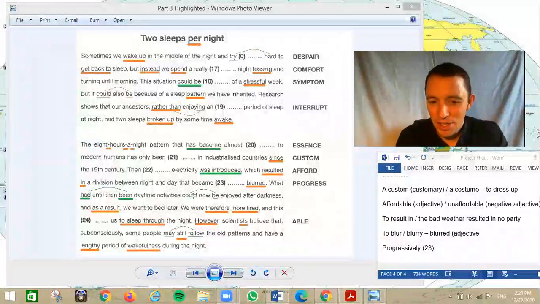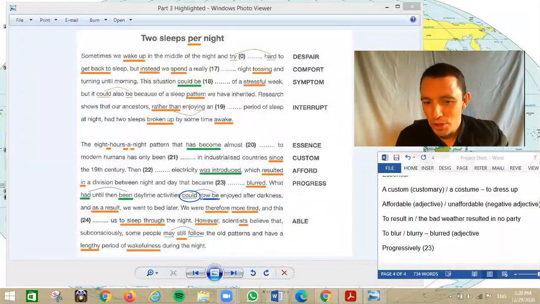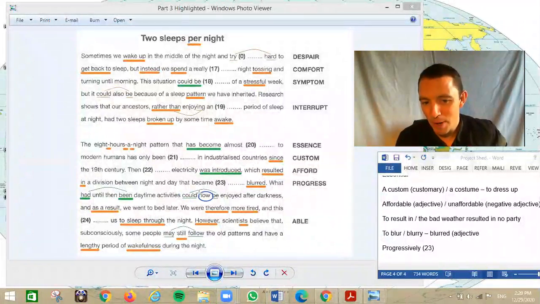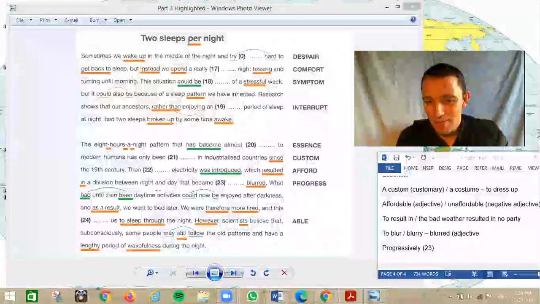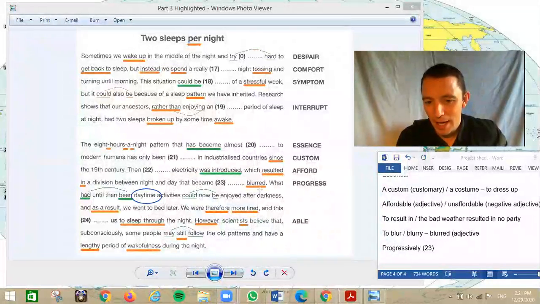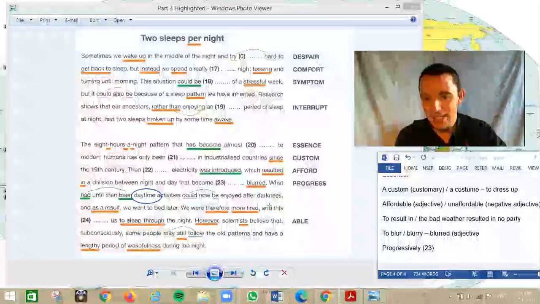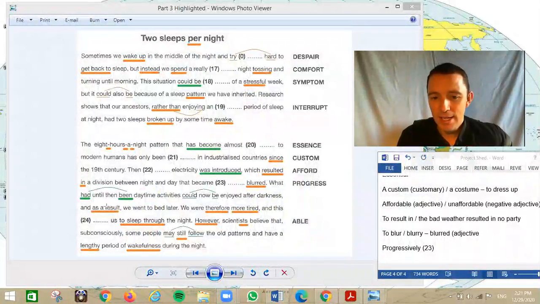Okay, and here's another example of the modal plus the infinitive. So modal plus infinitive could now be, and the position of now, no problem. It's possible at the start and it's possible at the end if you want. Be enjoyed after darkness. So you have two contrasts. You have daytime and you have darkness. Okay, and you have the suffix ness. So dark is the adjective, darkness is the substantive, and daytime is the contrast.